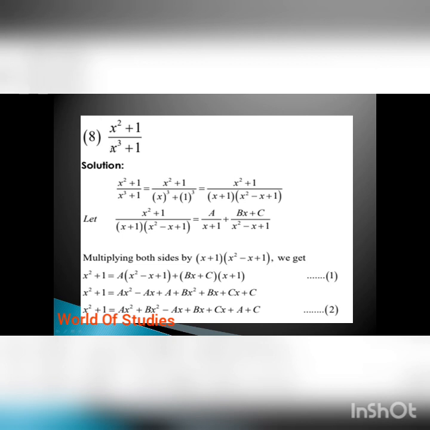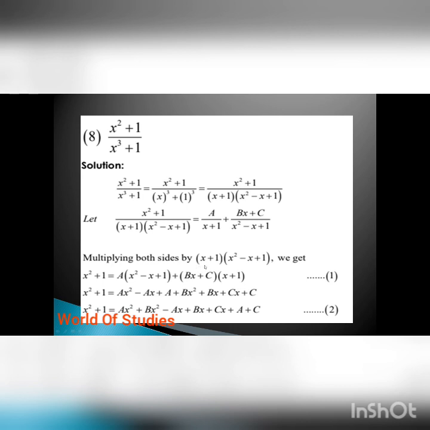Now the next question is (x square plus 1) divided by (x cube plus 1). Again my dear students, we have to identify that this is a proper fraction, and in the denominator we have x cube plus 1. Now x cube plus 1 can be written as x whole cube plus 1 whole cube. By applying the identity, it will be equal to (x plus 1)(x square minus x plus 1). Now this is an irreducible quadratic factor, so we have to write it in partial fractions as a over x plus 1 plus (bx plus c) divided by (x square minus x plus 1).